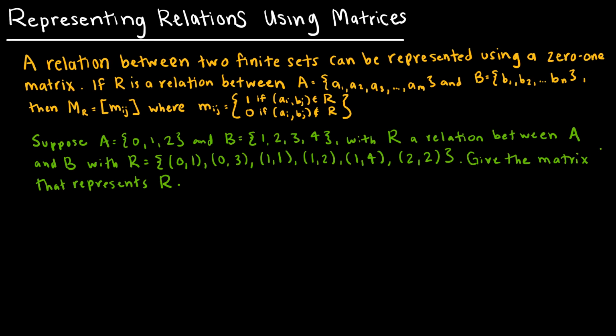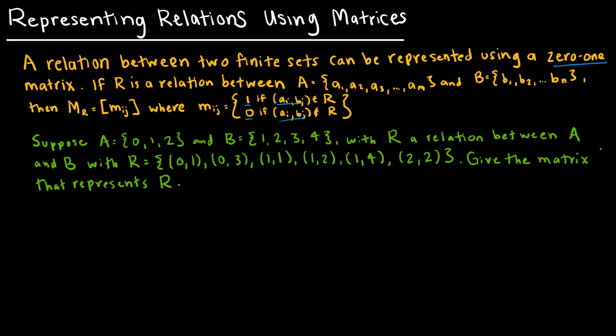So the first thing that we want to do is know what it's like to represent a relation using a matrix. Essentially, a matrix that is representing a relation is really just going to be a 0, 1 matrix where we have a value of 1 if the ordered pair is in the relation, and a value of 0 if the ordered pair is not in the relation. That's as simple as it gets.